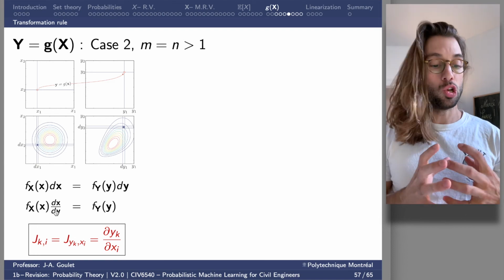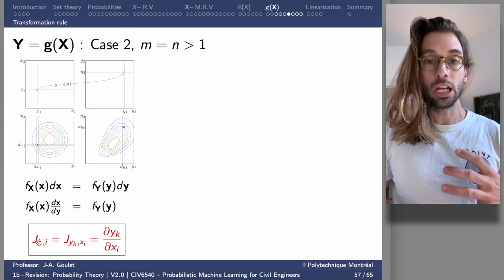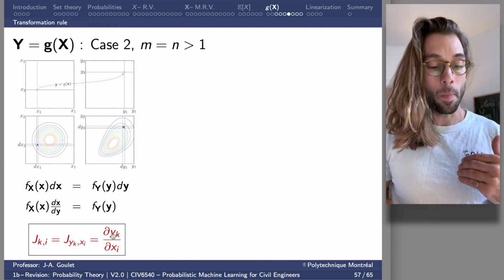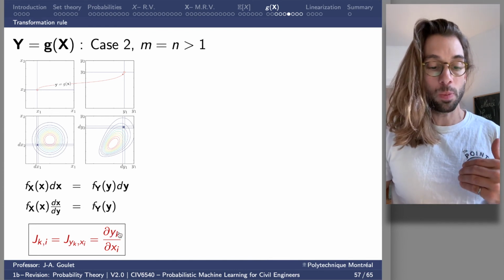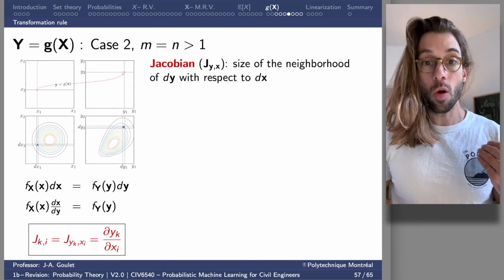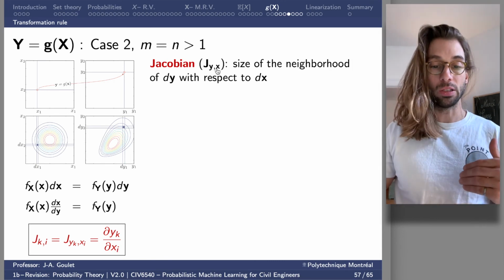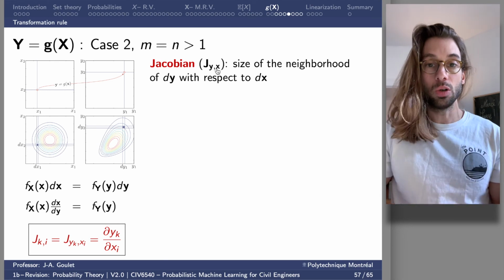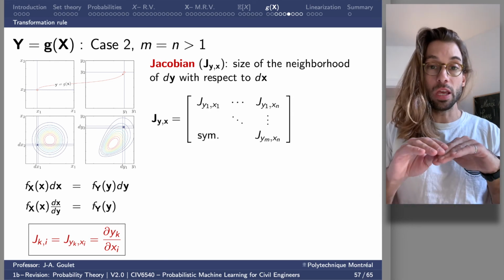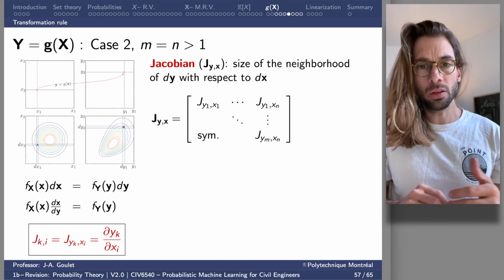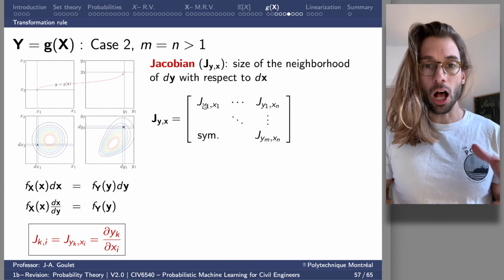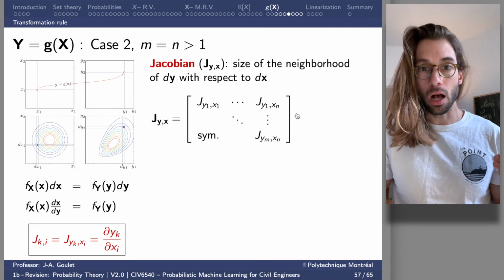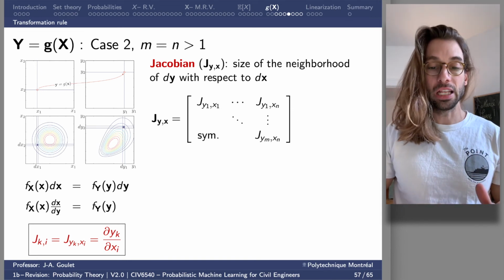And to do this, we need to define a new quantity, which is J. J is going to be our Jacobian. And the kth and ith term in that Jacobian is the partial derivative of yk with respect to xi. And at the end, that Jacobian of y with respect to x is going to measure the size of the neighborhood for dy with respect to dx. And that Jacobian is not necessarily square, but it's going to be a matrix that contains the partial derivative of each y, organized along the rows, with respect to each x, organized along the columns.